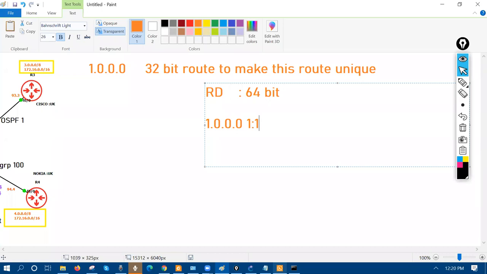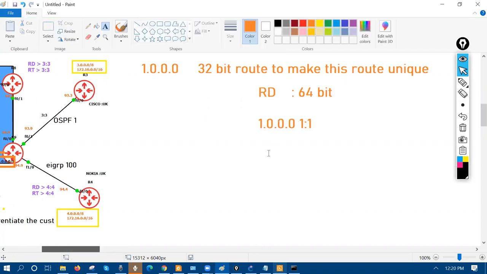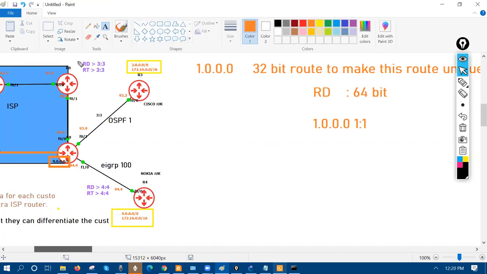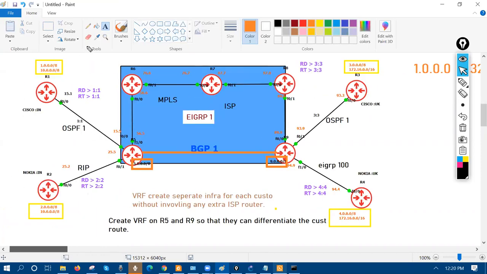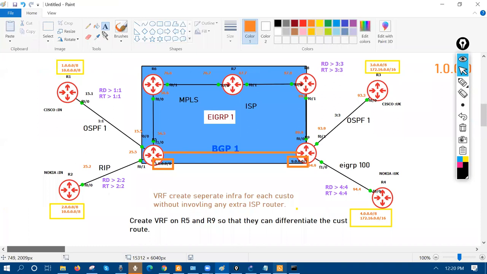Right now, just for the learning purpose, you can take any number, but there's a condition. I'm taking any number for the learning purpose, just using it for this customer. For router number one, the RD value will be 1:1. This part represents 32 bits, and this part represents 32 bits.